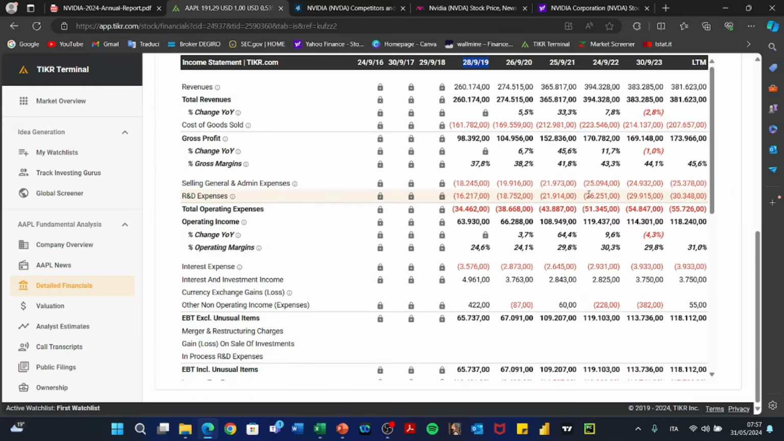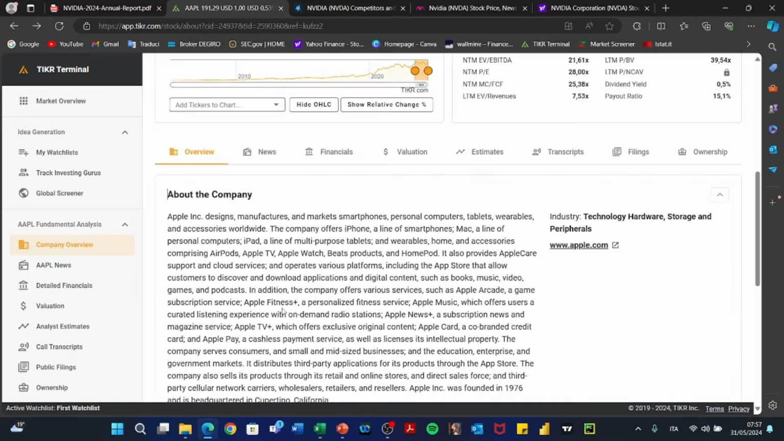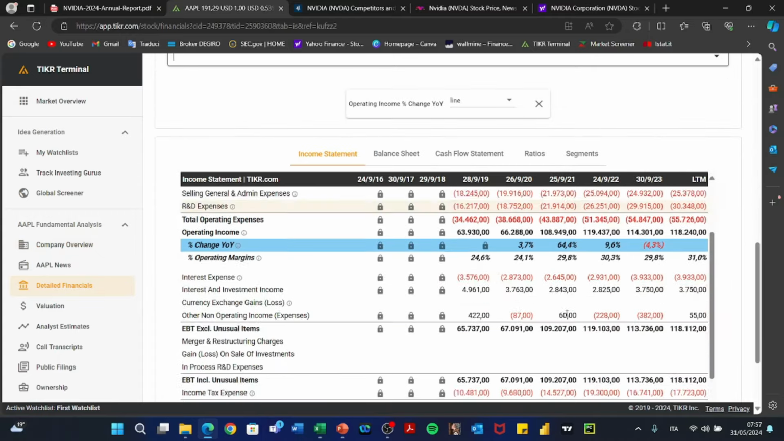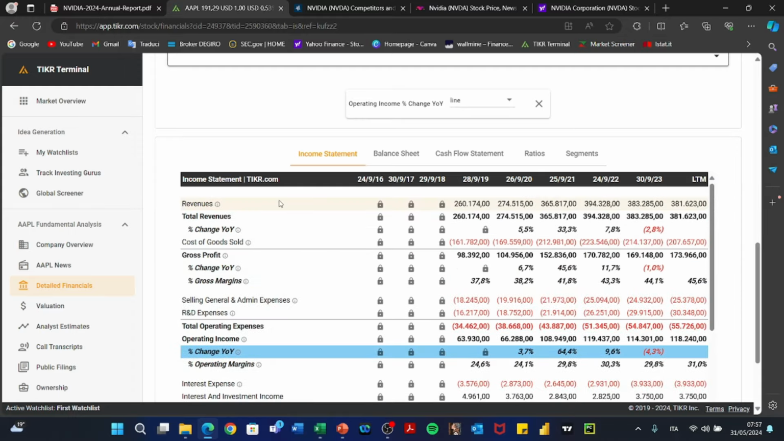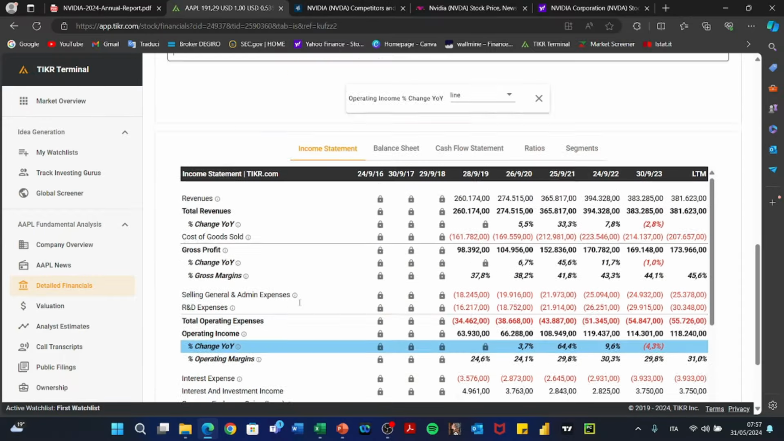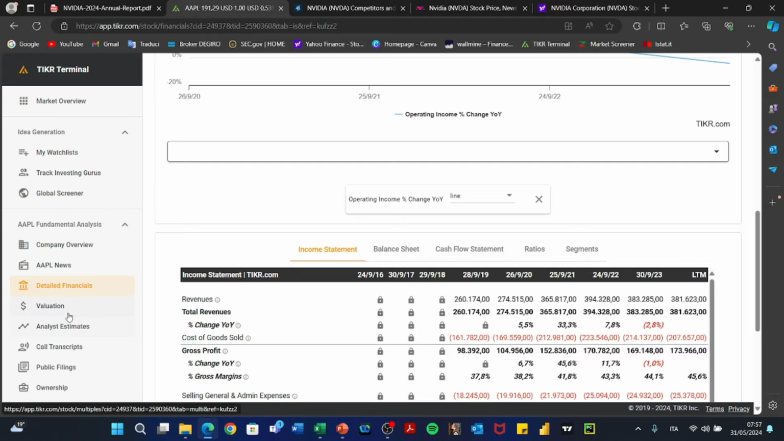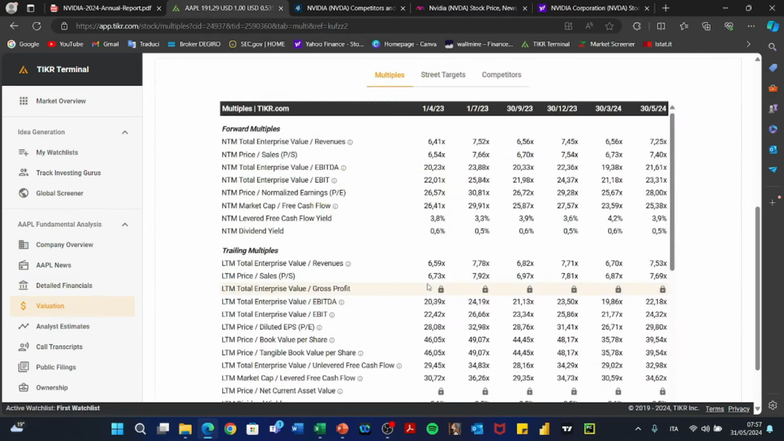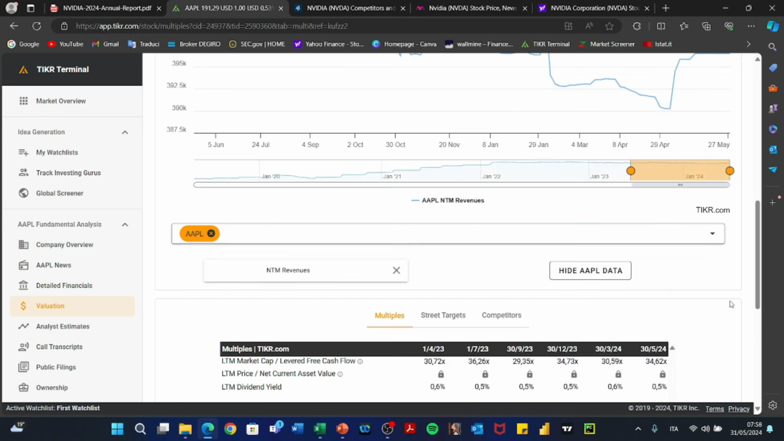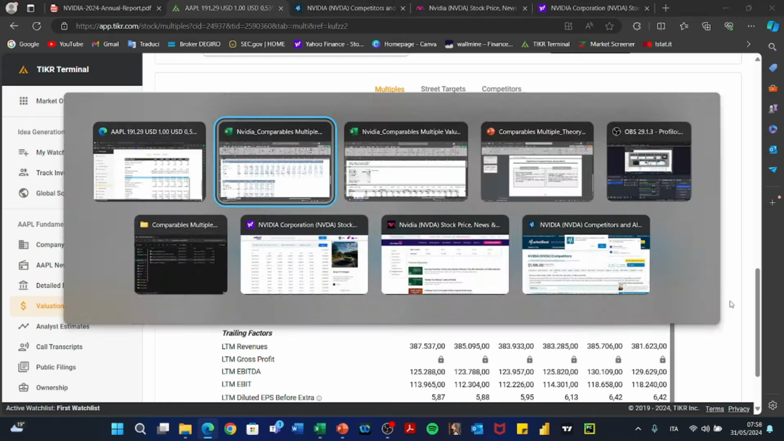And you should also have the forecast. Where did I get the forecast? Balance sheet, maybe on valuation. Yes, here, next 12 months revenue. Perfect. Okay, so this is the data for the next 12 months revenue.